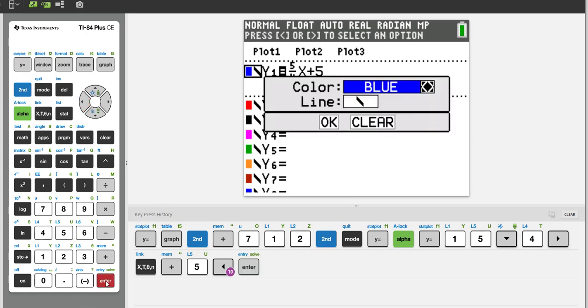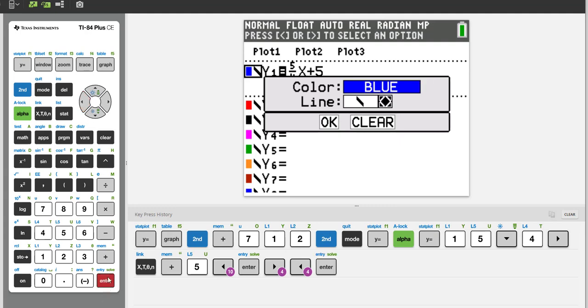Press enter. This is where you may choose the color of your lines for your graph on the TI-84 calculator. First, you may select a different color if you want one. There are default colors for each of the y equals options. Blue is the default color for the y1 equals. Press either the left or right arrows to select another color. When you have the color you want, press enter.